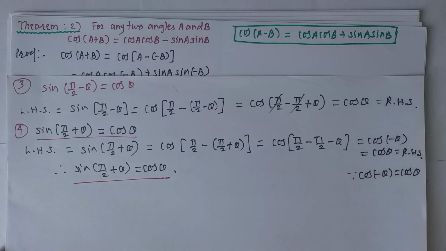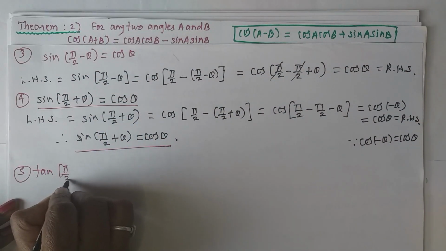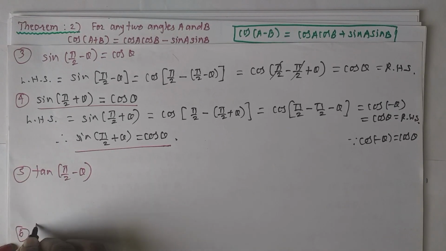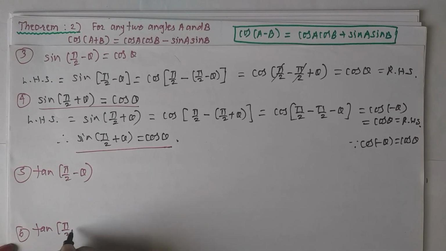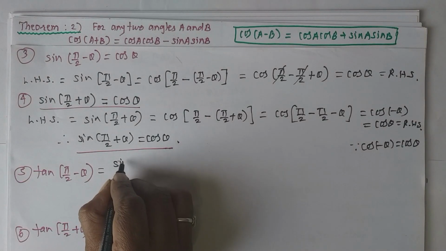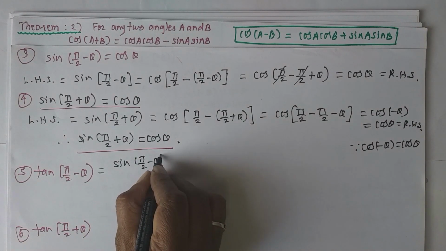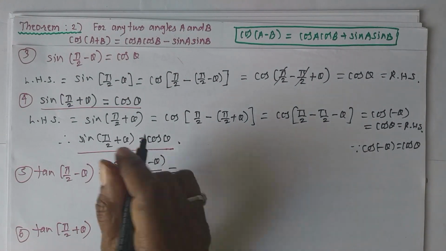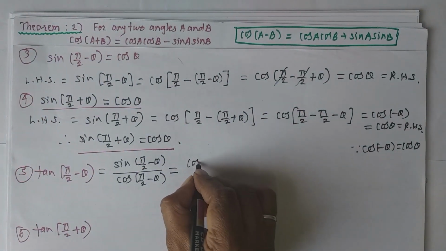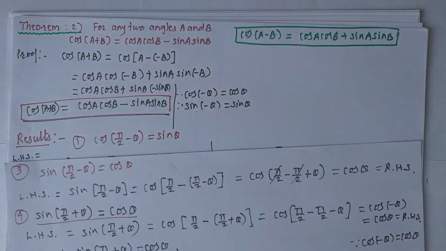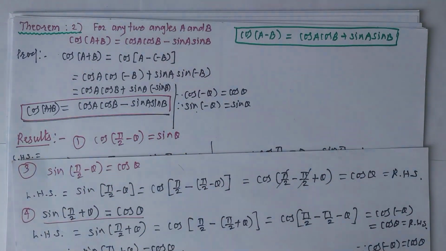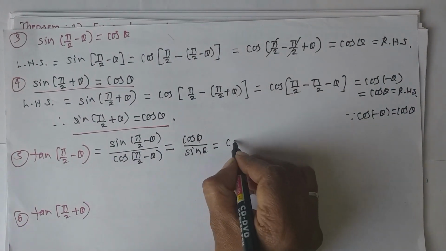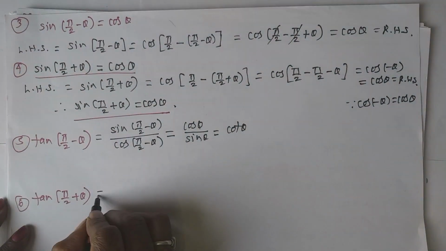Okay, now we will prove our fifth result, tan pi by 2 minus theta. We will find out the value of this tan pi by 2 minus theta, and similarly we will find out tan pi by 2 plus theta. Then we know that this will be sin pi by 2 minus theta divided by cos pi by 2 minus theta. And what is the value of sin pi by 2 minus theta? That is cos theta. And the value of cos pi by 2 minus theta is what? Sin theta. Then we will get cot theta.